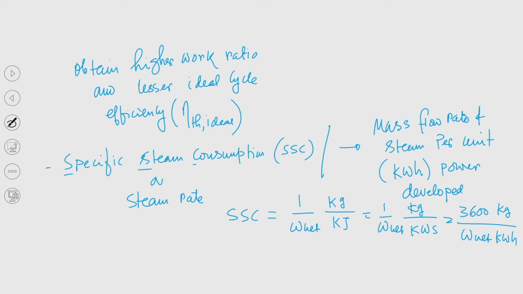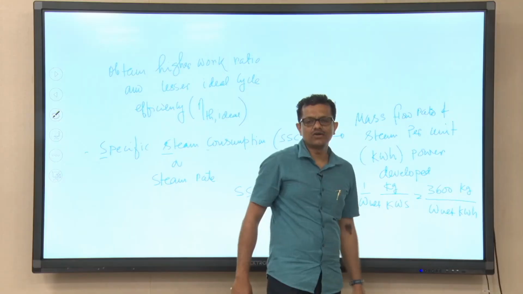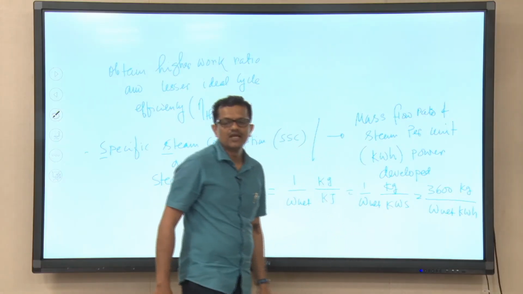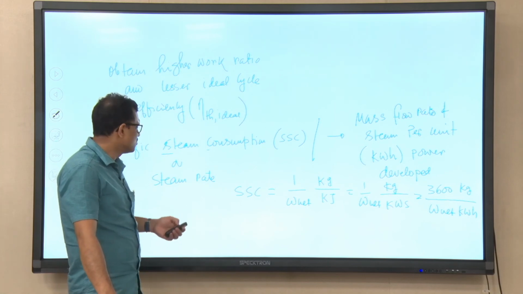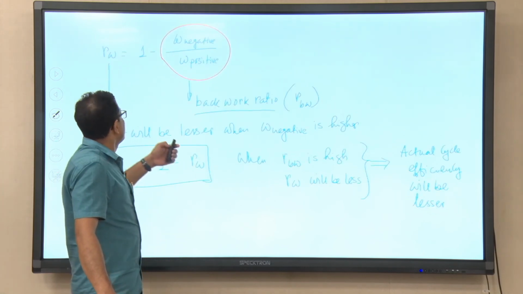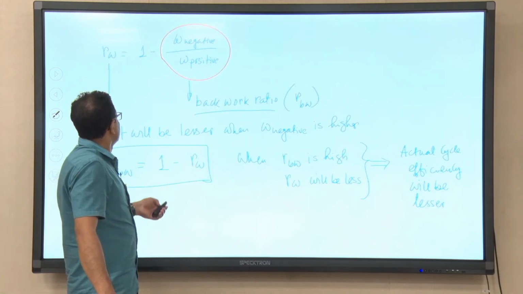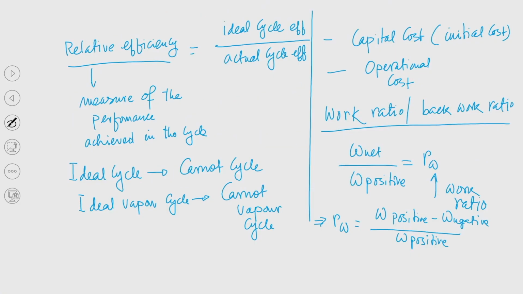What we can see from this expression, as I said, is that this is another important index which is used to compare the performance of the steam power cycle. You can understand that the higher the SSC, the less will be W net. If W net is less, then what will be the consequence? The consequence will be that the efficiency will be less, right. So, if W net is less, then work ratio will be less.